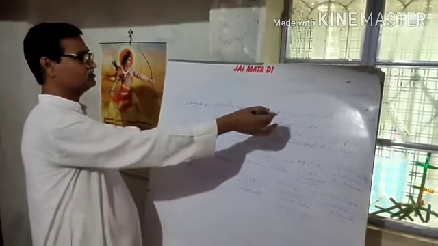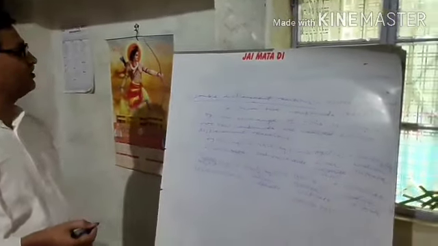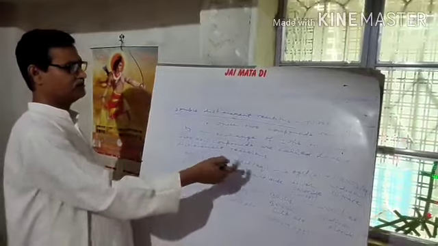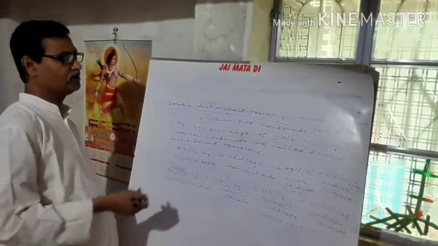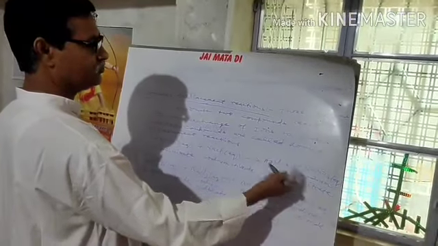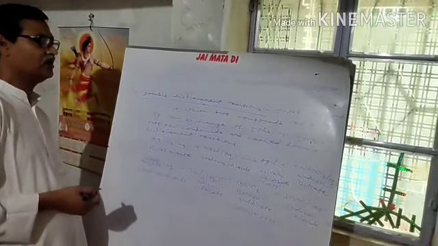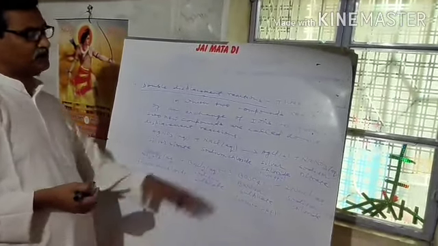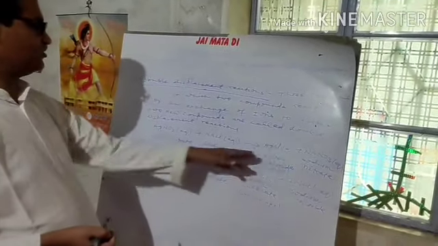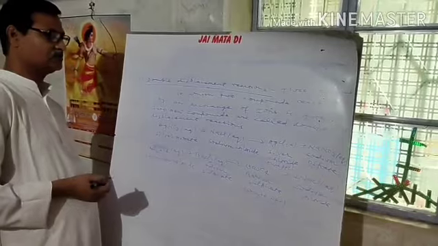Those reactions in which two compounds react via an exchange of ions to form two new compounds are called double displacement reactions. For example, when silver nitrate reacts with sodium chloride, it forms silver chloride and sodium nitrate. Here silver chloride is formed as a white precipitate. So it is also known as a precipitation reaction.